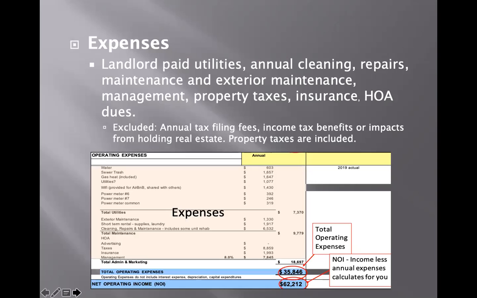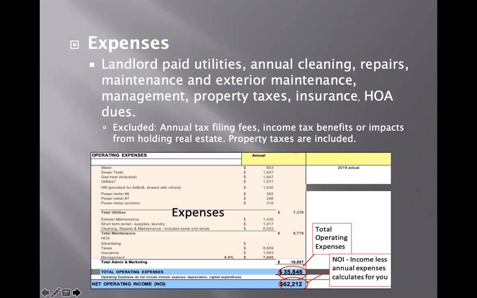Things that are excluded that you may end up spending might be your annual CPA tax filing fees, and of course the income tax benefits you may receive, or taxes on income, any impacts from holding real estate. Of course, your property taxes are included. So you're going to have all these expenses where you can plug them in and they'll add up for you. And maybe it starts as an estimation, maybe gets refined later. But in any event, all of these expenses mentioned above are going to give you your total operating expenses.